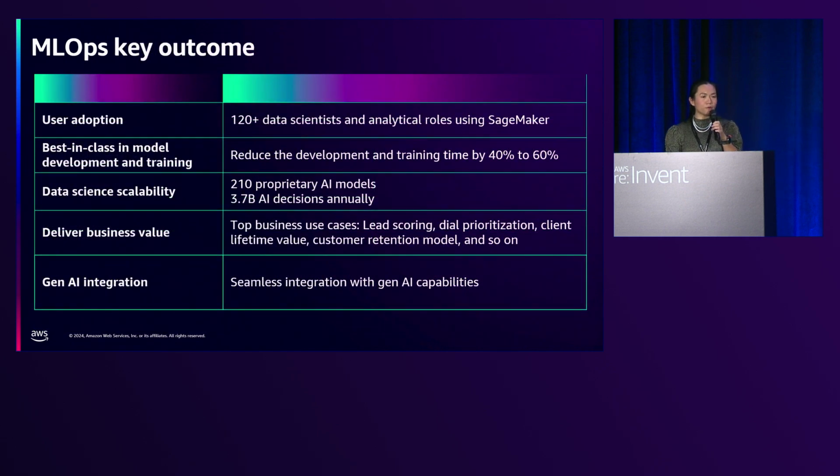The results speak for themselves. We were able to successfully reduce our development time by 40 to 60%. We were able to scale up from owning a few dozen models to now productionalizing and operationalizing over 200 AI and data science models in production. We were able to accomplish 3.7 billion automated AI and data science-driven decisions for our business.